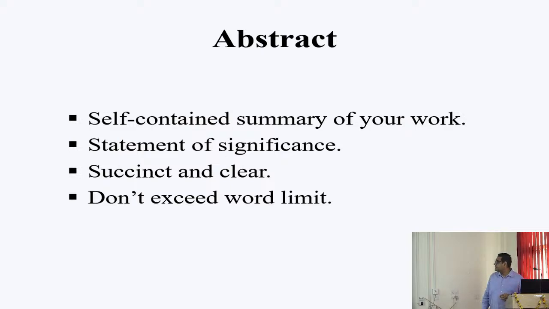Abstract: a self-contained summary of your work and its significance. It should be clear, and don't exceed the word limit. Word limit is there: 250 words, 150 words, 100 words, and 350 words. I don't think that any journal is having 350-plus words, okay? So sometimes you make a big abstract, 2 pages, okay, sir will be happy, you will be happy, very hard work, okay? Abstract, summarized, 250 words to 350 words, and some journals take 200 words also, based on the journal guidelines.